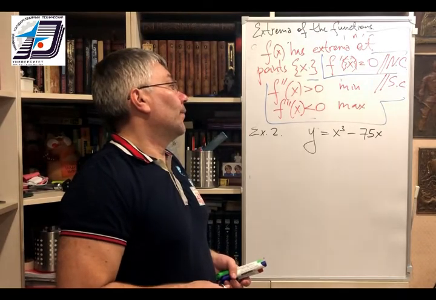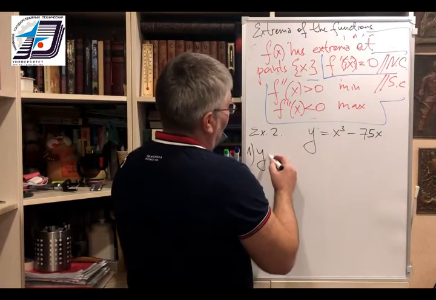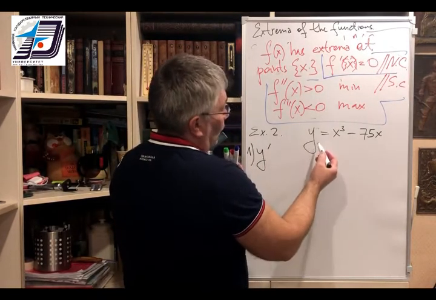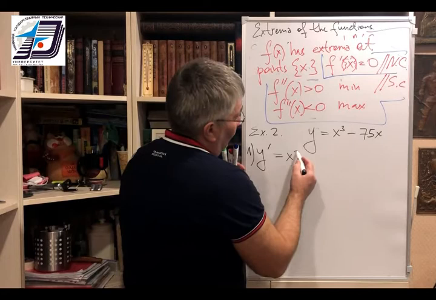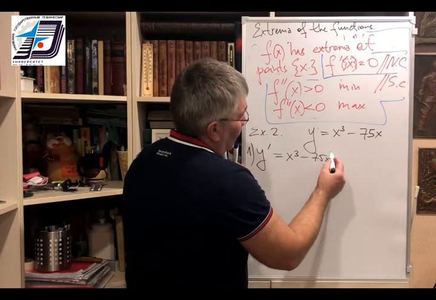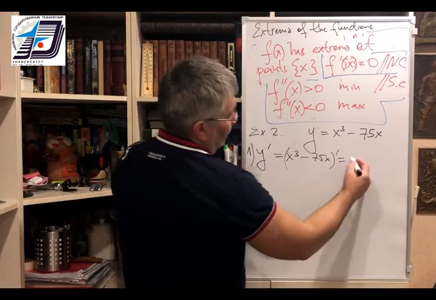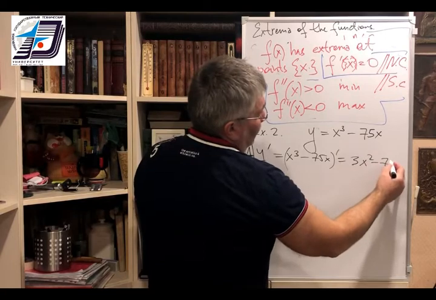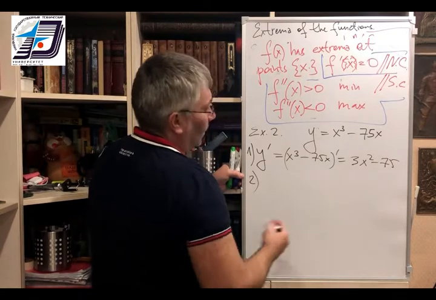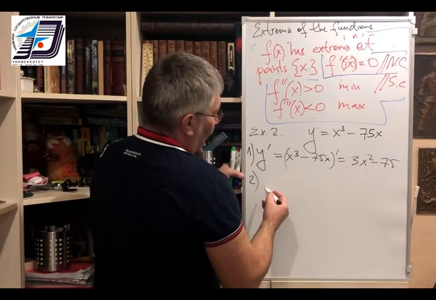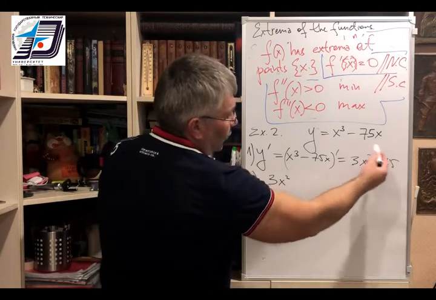Extrema. So the first step, I have to calculate the first derivative of y. So y prime of x cubed minus 75x, derivative, gives me 3x squared minus 75. The second step, I have to define x's when this expression turns into 0.